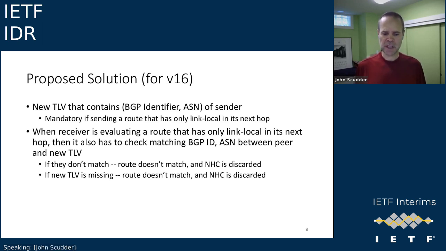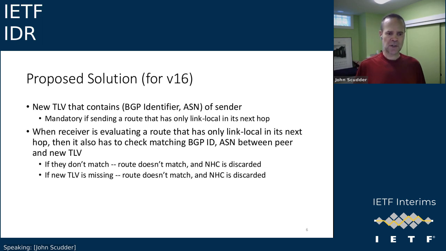So there's a proposed solution still under discussion. The idea is basically, when you're doing this particular kind of grossness, sticking a TLV that further identifies the NHC using your BGP identifier and AS number. Well, AS numbers are supposed to be globally unique, and BGP identifiers are supposed to be globally unique within an ASN, so this thing really ought to be unique. And we hope that's true. So then you do the obvious: when you get one of these things that has just a link local in it, you compare the other stuff, and if it doesn't compare right, then it's not a match, and if that thing is missing, it's also not a match because you can't tell.